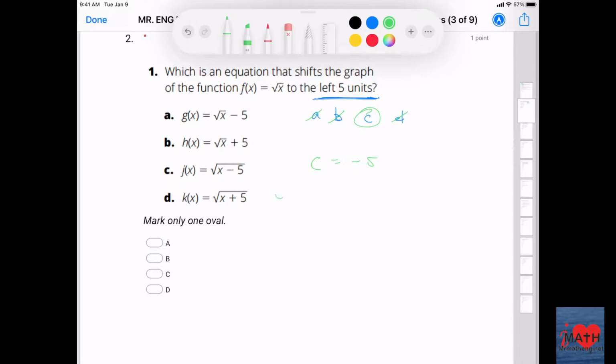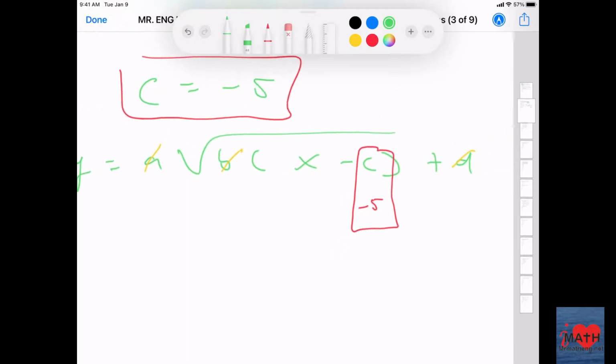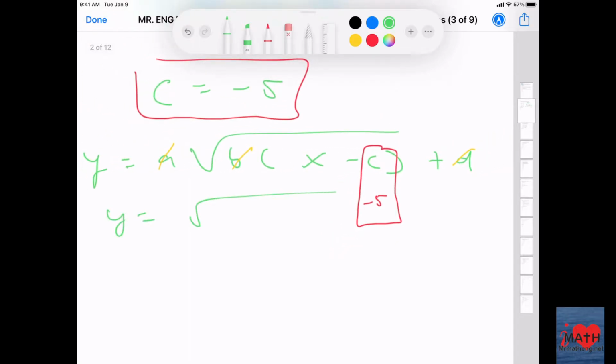So put all your letters out here like this. And again, we don't need A, B, and D. You're just putting in C equals -5. Now pay attention. C equals -5, so that means y equals the square root of x minus (-5), and that becomes plus 5.